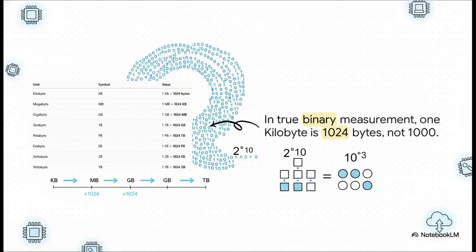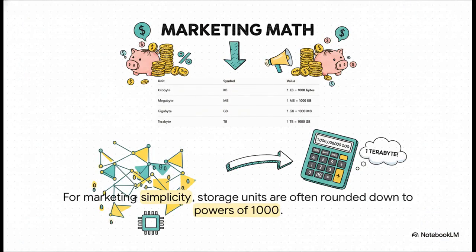See, for a computer, a kilo isn't a nice round 1,000. Nope. It's 2 to the power of 10, which actually comes out to 1,024. And that tiny difference of 24 bytes might not seem like a big deal at first, but it really starts to add up. It compounds as you go from kilobytes to megabytes to gigabytes and all the way up to terabytes. But let's be honest, from a marketing perspective, round numbers are just better.